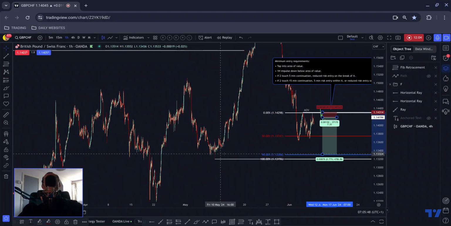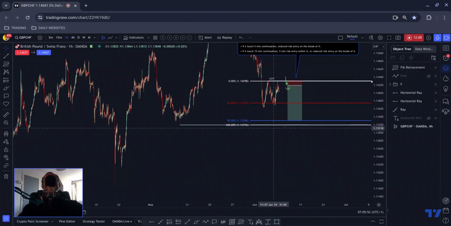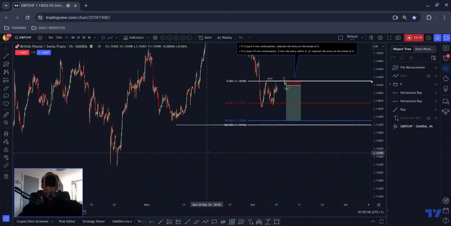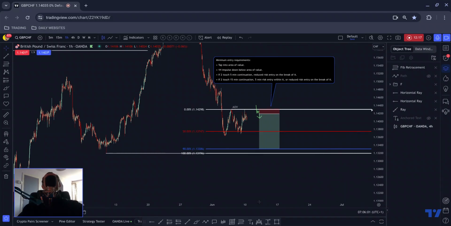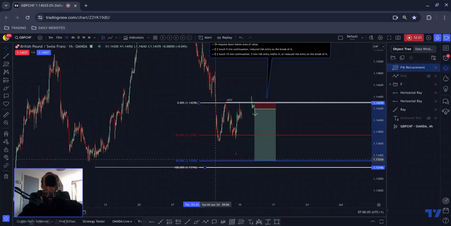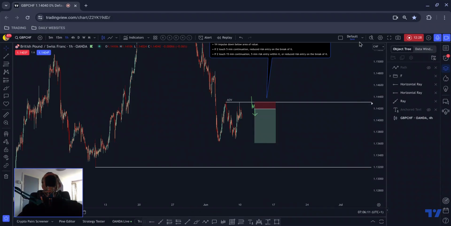Of course, if we broke below that low, which is partly why this pair is on watch, we would potentially have trades. We might have a correction underneath that low and be able to get short into these lows. So there are possibilities with this setup, with this pair, but that is pound Swiss. Let's move on to the next pair.